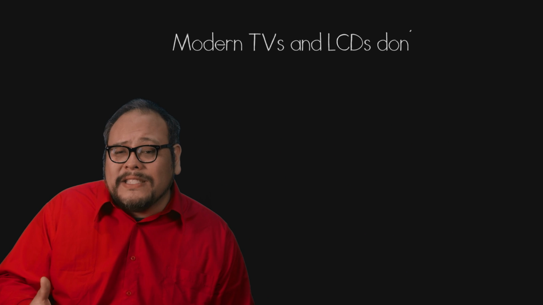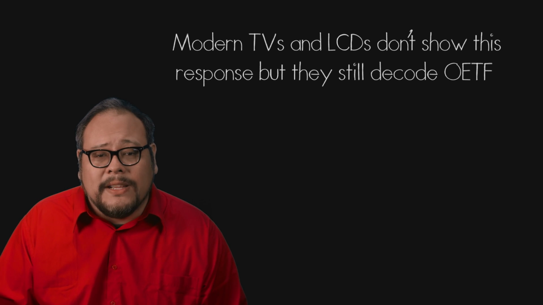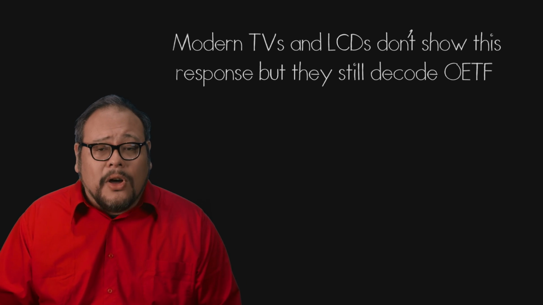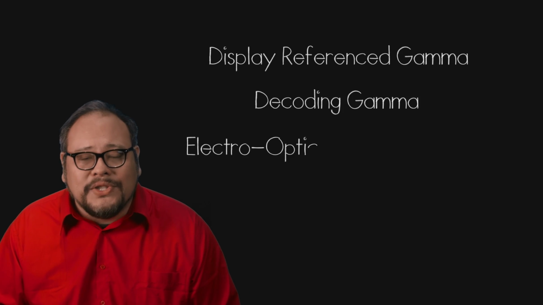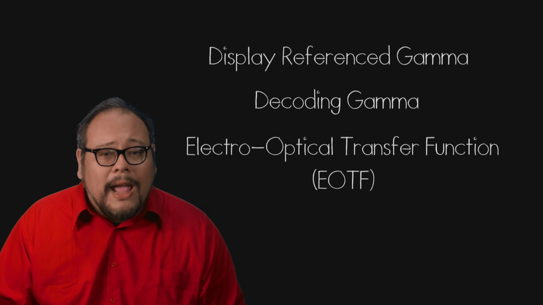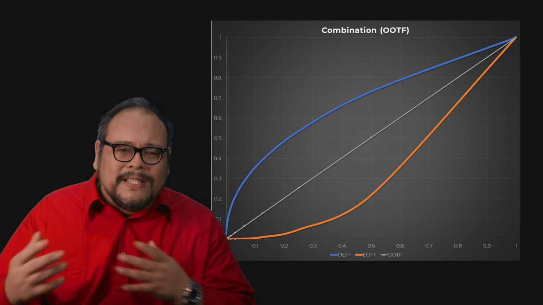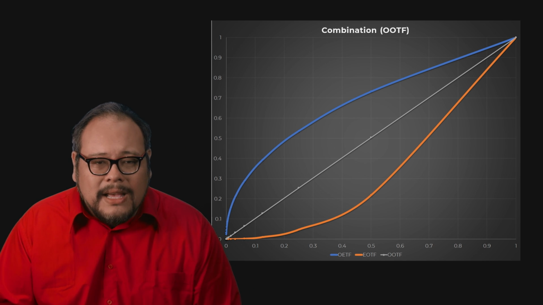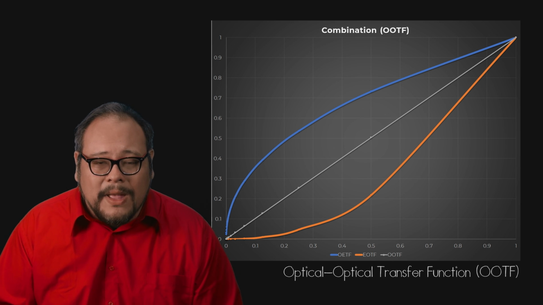Now, modern TVs and LCD displays don't have this response issue, but they still compensate, reprocessing the incoming signal with a gamma of 2.2. This is called display reference gamma, decoding gamma, or the EOTF, electro-optical transfer function. And the resulting curve is back to our linear light values, or as close to it as possible given some quirks here and there in the engineering process. This curve is called the OOTF, optical to optical transfer function. So if modern displays don't have this response issue, why are we still using gamma? And what does this have to do with dynamic range?